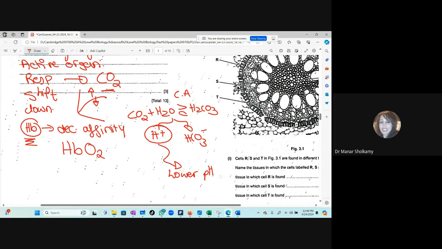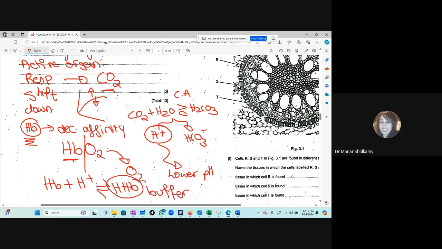So to prevent a decrease in blood pH, the hemoglobin will dissociate from the oxygen. This is called dissociation or unloading. This oxygen will go to the respiring tissues, and the hemoglobin will now be free to bind with the hydrogen ions to give me hemoglobinic acid. The hemoglobin here will act as a buffer, and this is very important to prevent a decrease in blood pH.